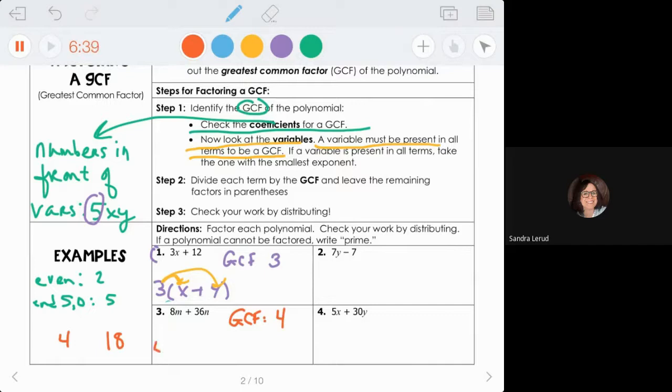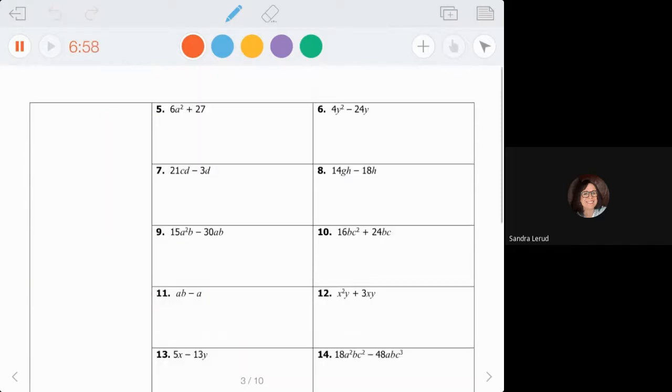So I'm going to put the 4 out front of the parentheses, and then I have to put back in what I need. Some people can just see it. Well, I need 2 and m to make the 8m. And I need 9 and n to make the 36n. That's fine. Or you can actually physically divide them both, and you'd still get a 2m plus 9n. So let's move on to one where we can pull some variables out. Let's go down here to number 7.